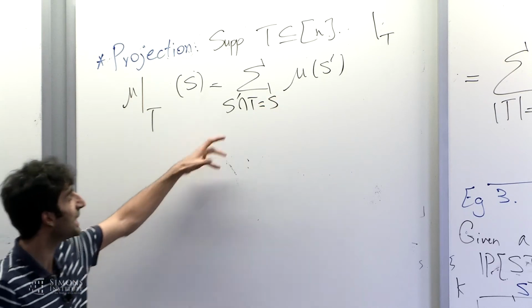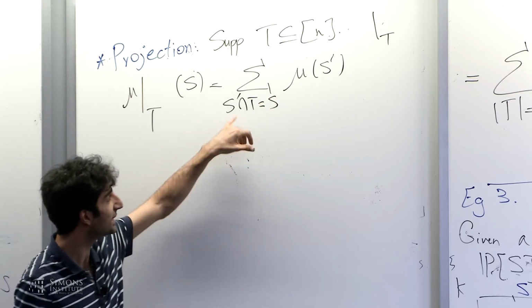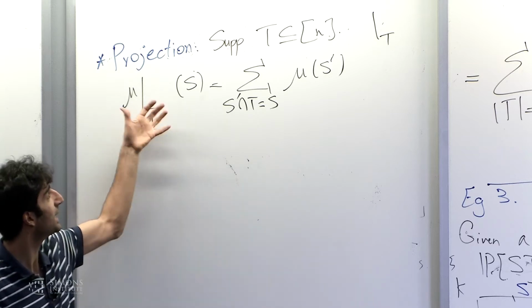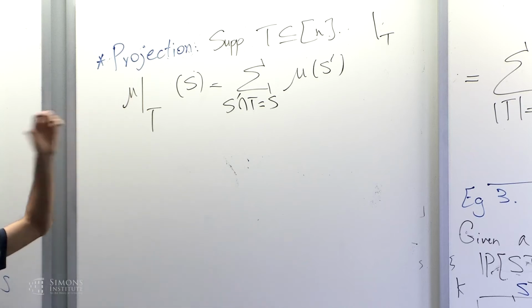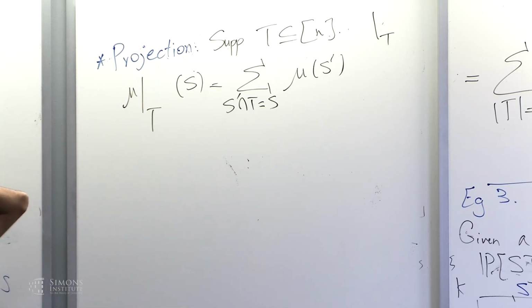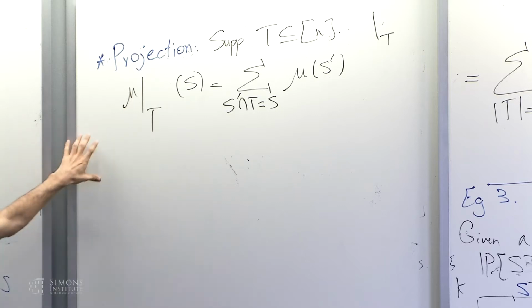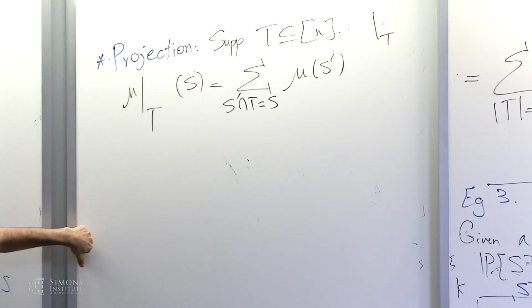So I look at all of the sets whose intersection with T is exactly equal to S, and that's going to be the new probability of my set S. Okay. So I want to say projection preserves... It's called push forward, right? You have a map from one space to another, and your projection is called push forward of the map. I haven't heard of that terminology. Anyway, can you see that this preserves real stability or strong Rayleigh?